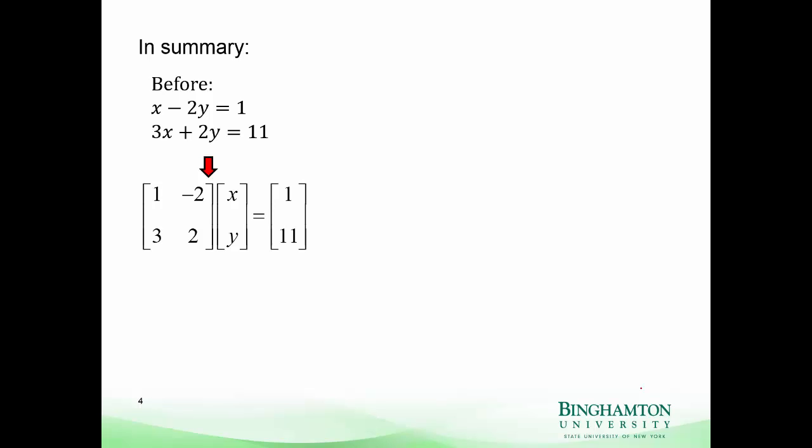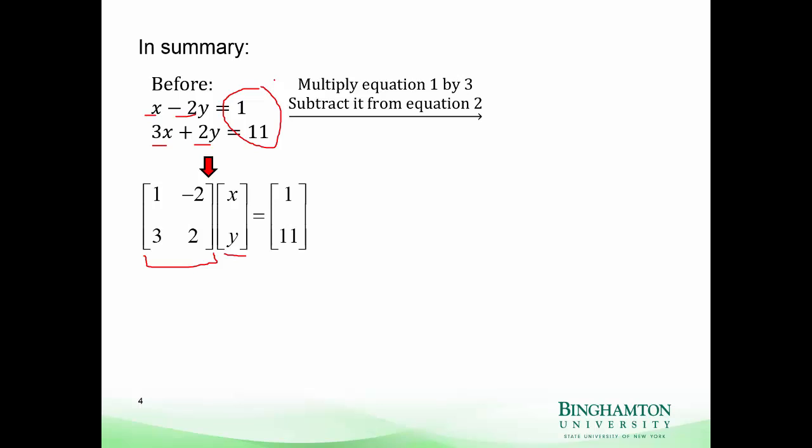So let's summarize what we did here. At the top on the left, we've got the original set of equations, and then I've written them below that in matrix form. You can see that we have the coefficients, the 1 and the -2 and the 3 and the 2, which all form this matrix A. Then we've got our unknown vector x and y, and then our B vector, which comes from the 1 and the 11. Let's look at what happens when we multiply equation 1 by 3 and then subtract that resulting multiplied equation from equation 2.